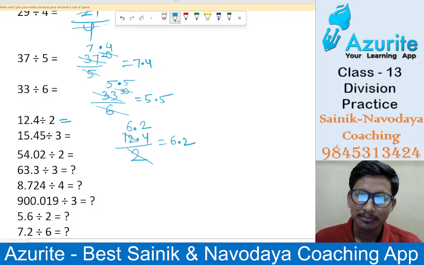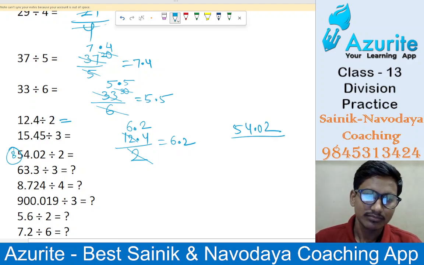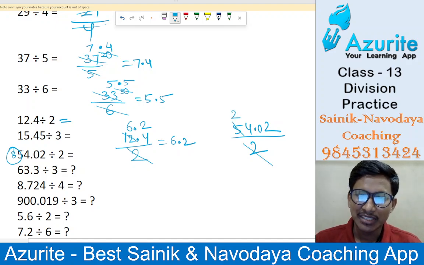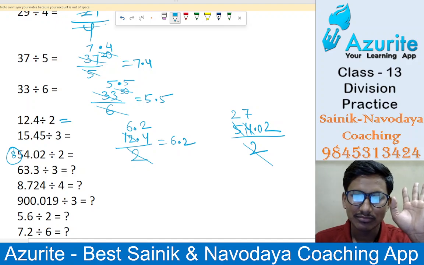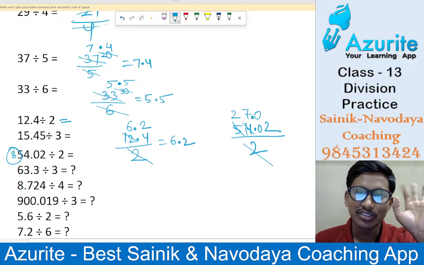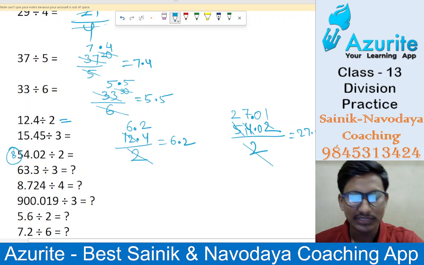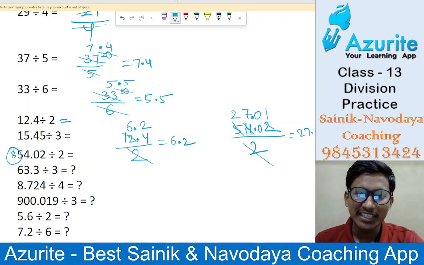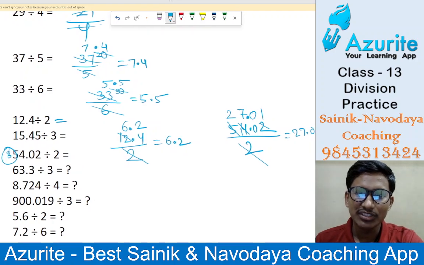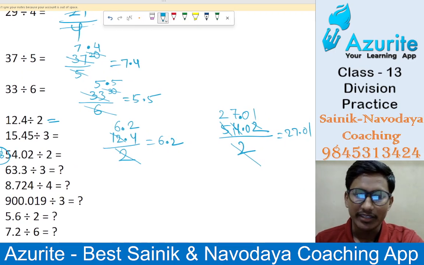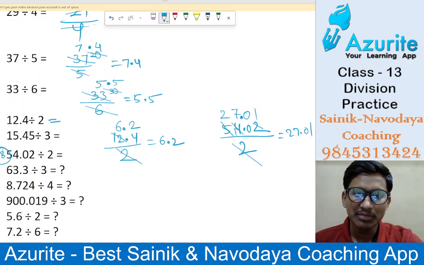Now 54.02, that is the third question I am doing here, divided by 2. Now you divide it. So 2 twos are 4 here, 1 is remaining, 2 sevens are 14 here. Now point came, give the point. 2 zeros are 0, 2 ones are 2. Answer is 27.01. Understood? So what we have to do when the point comes? When the point comes, then we just have to give the point. Okay now?